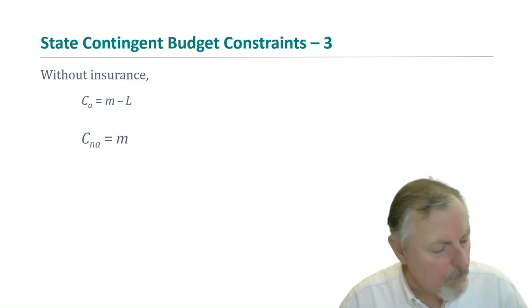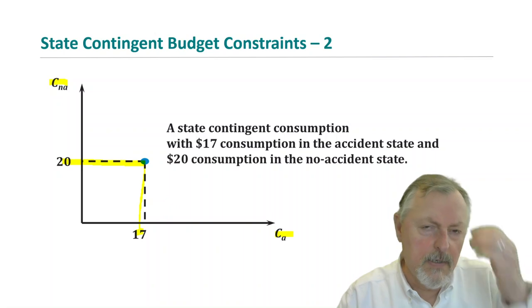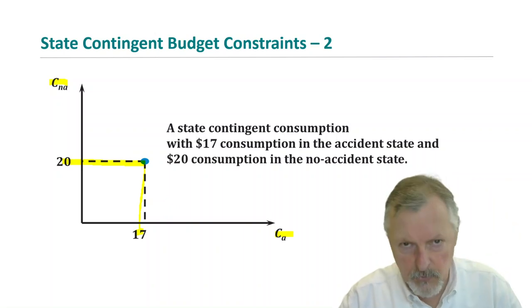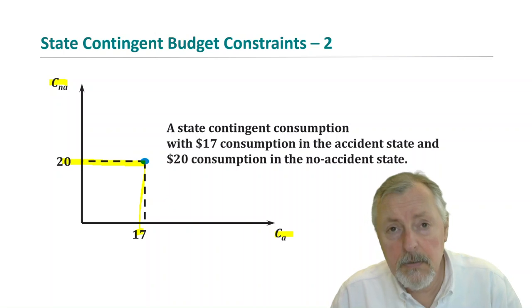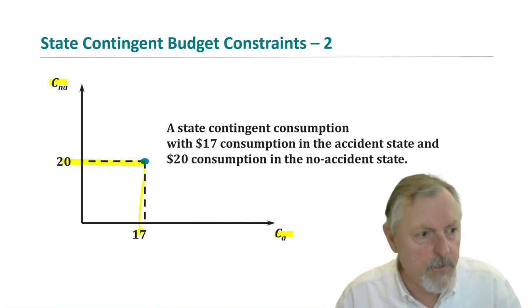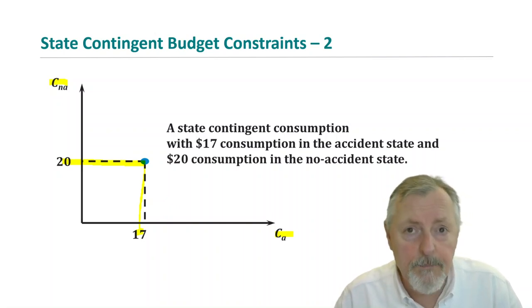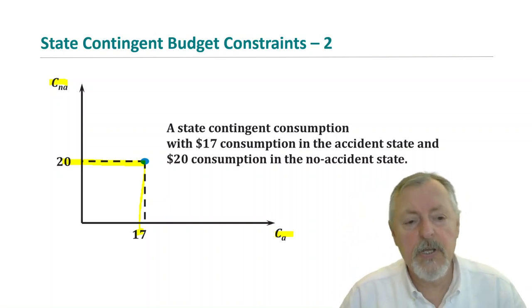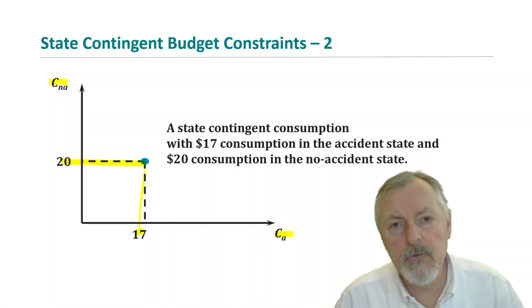Now, here, this is a condition imposed on you. You have 20 bucks. The universe decided you have 20 bucks today, that's it. If there's no accident, you keep the 20. If there is an accident, you lose 3, so you end up at 17. There's nothing you can do to change this. Or is there?